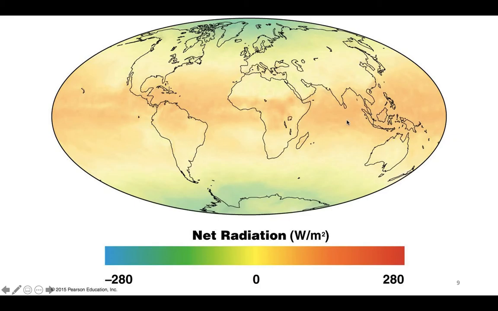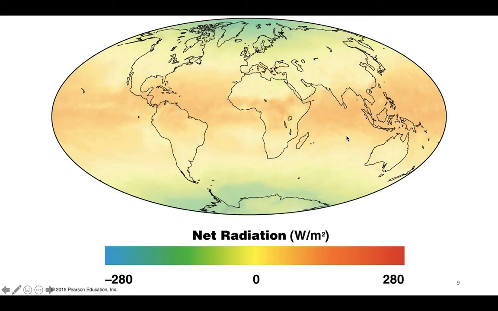If you have more outgoing longwave radiation than you have incoming shortwave radiation, so you have more going out than you have coming in, you're going to have a decreased surface temperature at the Earth. And so this is how you get different temperatures at different places.